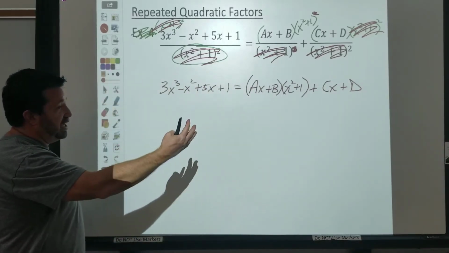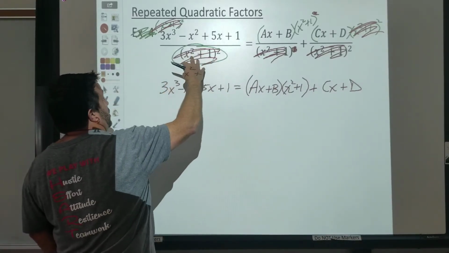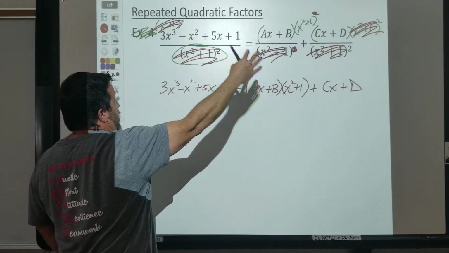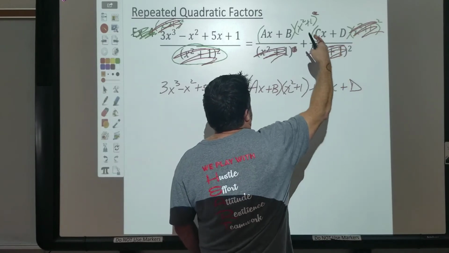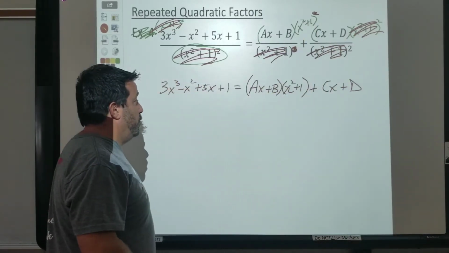So that's the key second step. Whatever this denominator is, that's what you're going to multiply everything by. It'll cancel out this denominator completely, and it'll cancel out one of these completely, but not every single one of them.